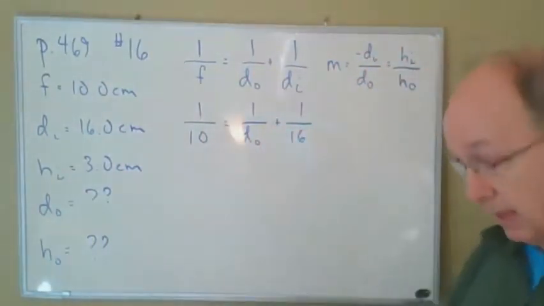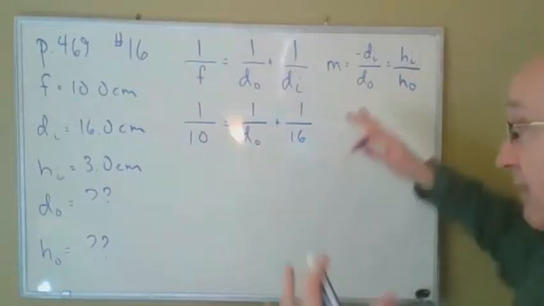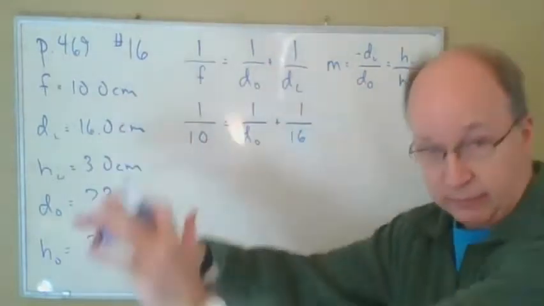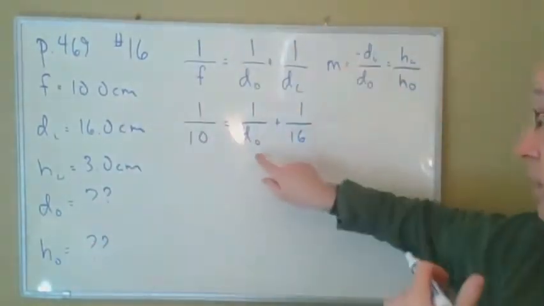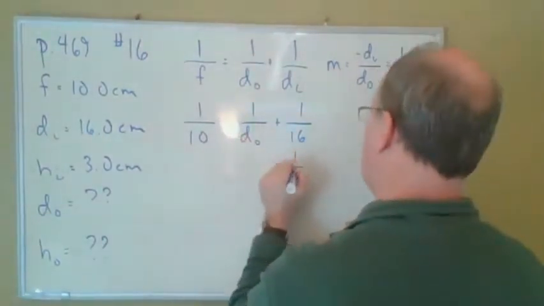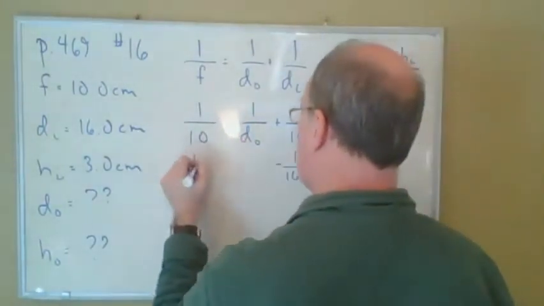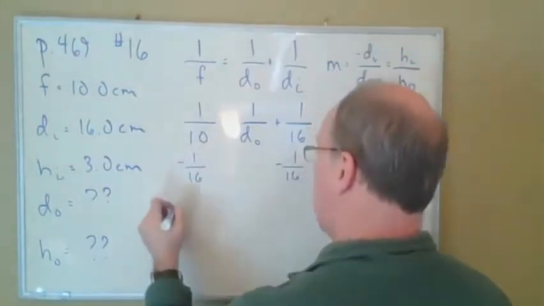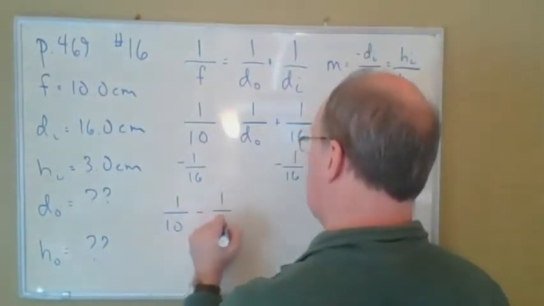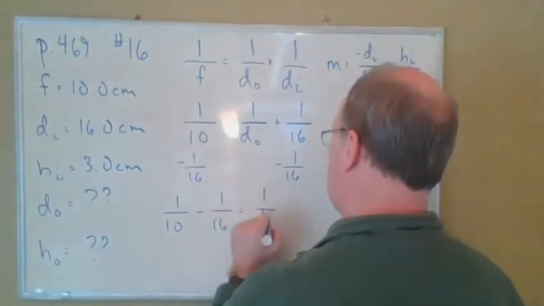All right. Now, like problem 14, I've got to rearrange that. I want to get all the fractions on one side, at least the number fractions, and so I get 1 over DO alone on the other side. So I'm going to subtract 1 over 16 from both sides. And what I get then is 1 over 10 minus 1 over 16 equals 1 over DO.